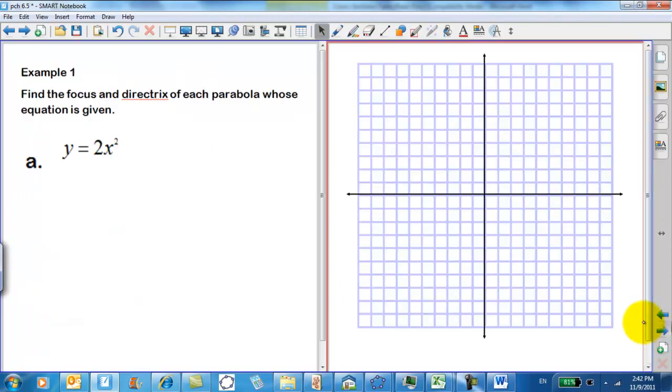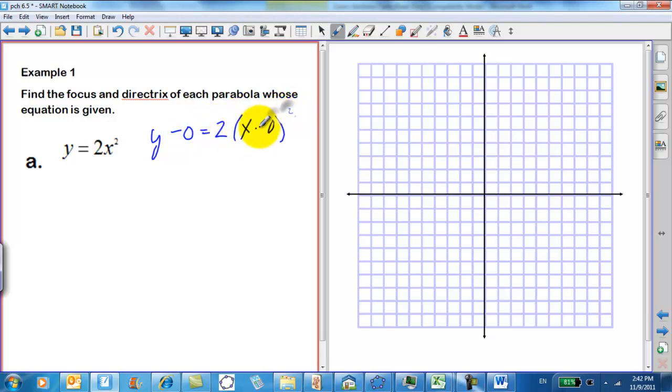And I also want to get this onto a graph. Well, we see nothing subtracted from x or from y, so we can look at this as y minus 0 equals 2 times x minus 0 squared. And a lot of you might say, well, why do I need all this? I know what this looks like. It goes through 0, 0, 1, 2, 2 goes way up to 8. And that's how we used to graph parabolas.